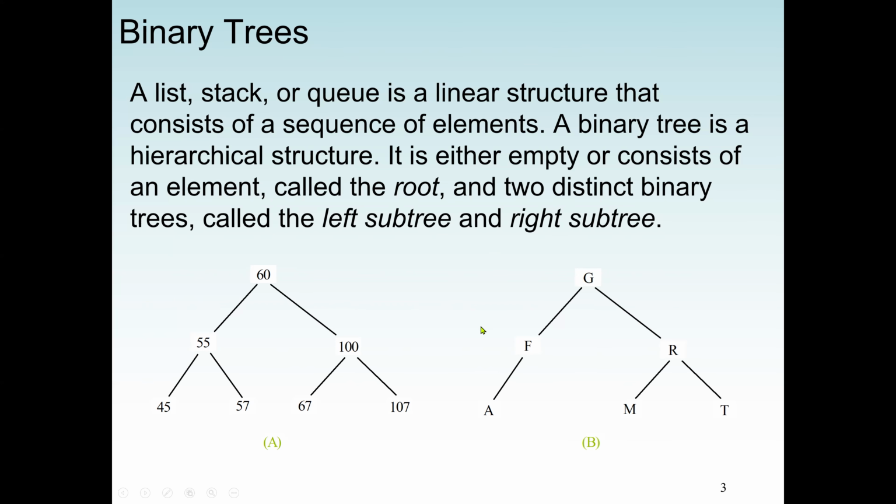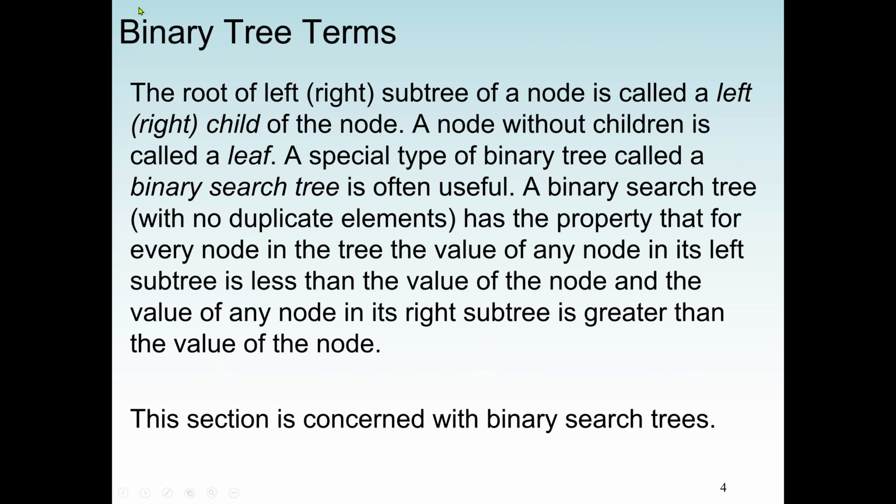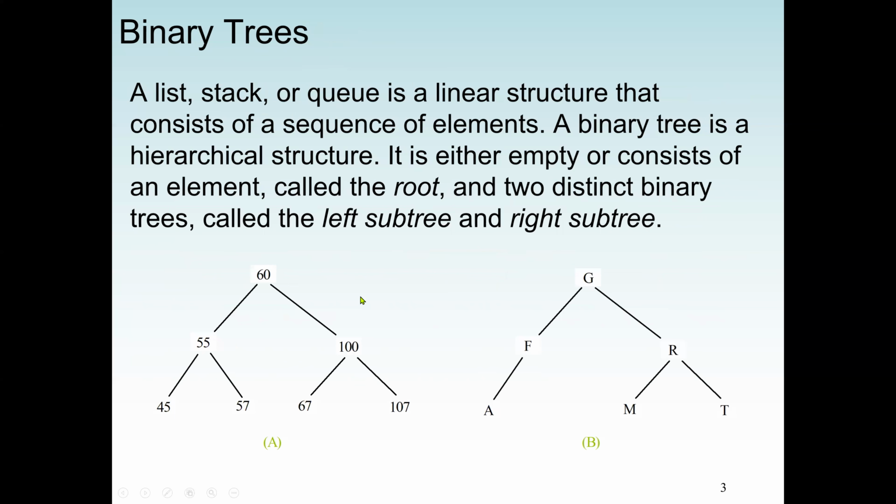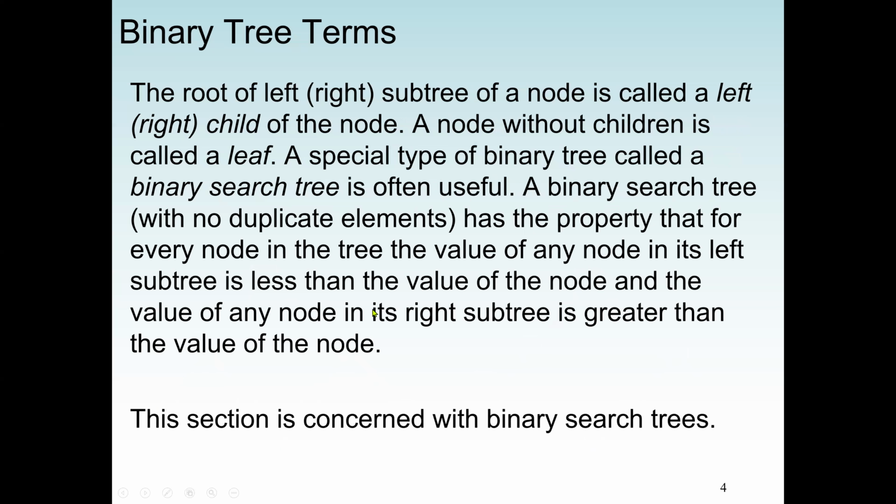So again, this is the concept of a binary tree. So these are a few terminologies we should know, the binary tree terms. As we said, the root of a left or right subtree of a node is called the left child or the right child. So if I'm on the root at 60, the left child is 55, the right child is 100. If my root is 100, the left child is 67, the right child is 107. Now, if I'm at 67, it's a leaf node. There's no child. So a node without children is what we call the leaf node.